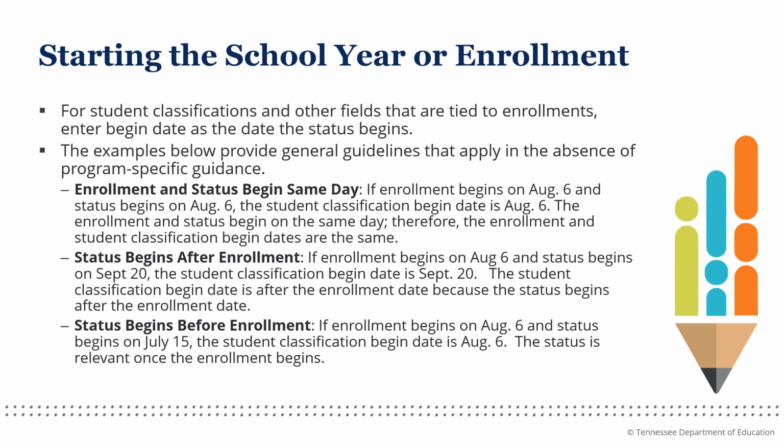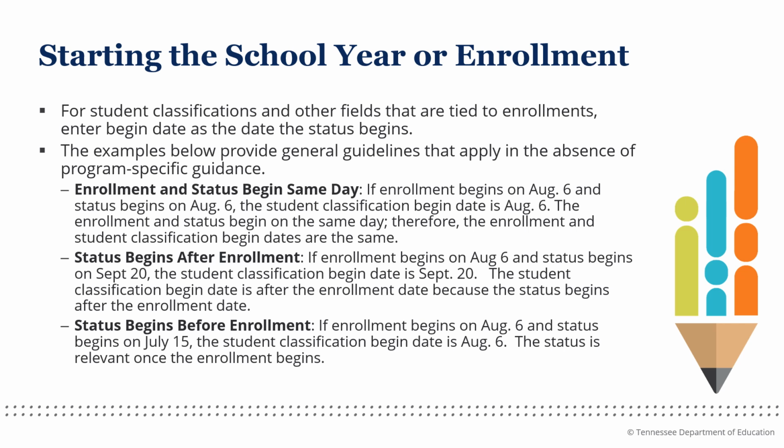Example 2. Status begins after enrollment. Suppose this time that although the enrollment date is on August 6th, the status begins later, perhaps September 20th. In this case, the student classification begin date is September 20th, after the enrollment date, because the status began after the enrollment date.